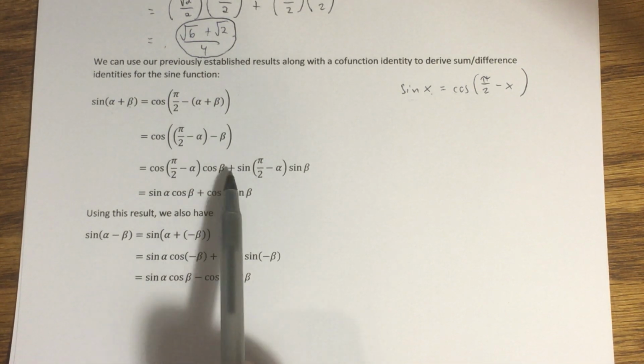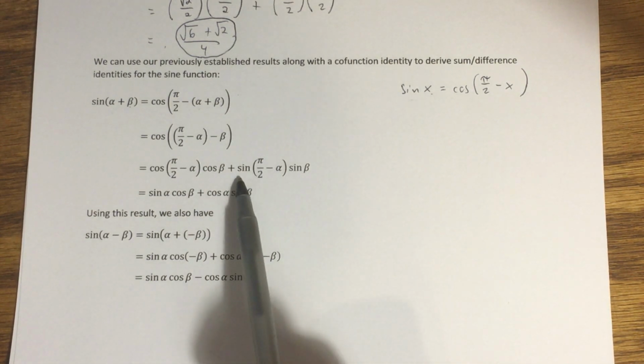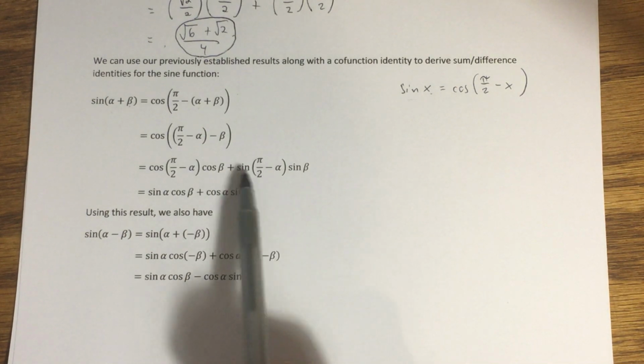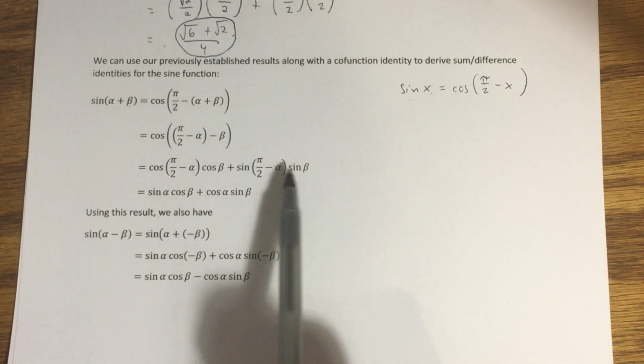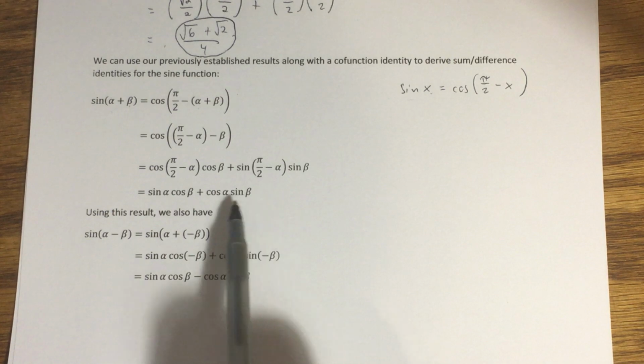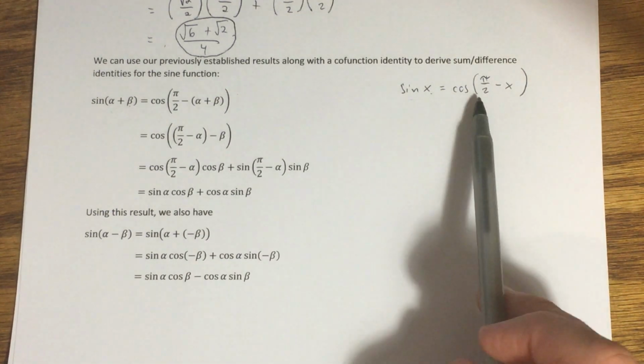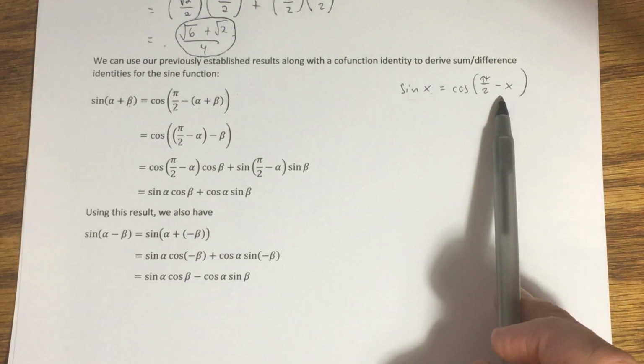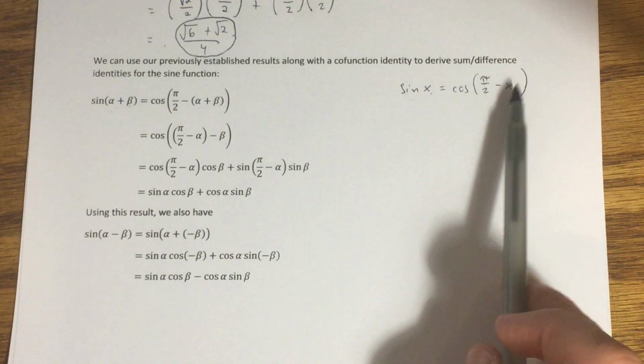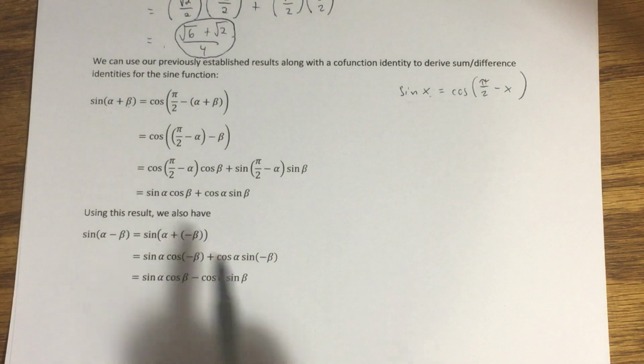A minus here means we want a plus here. Sine of each angle, I'm taking the product of those. Sine of pi over 2 minus alpha, sine of beta. Okay, finally, cosine of pi over 2 minus alpha, according to my cofunction identity, is the same thing as just sine of alpha, sine of alpha.